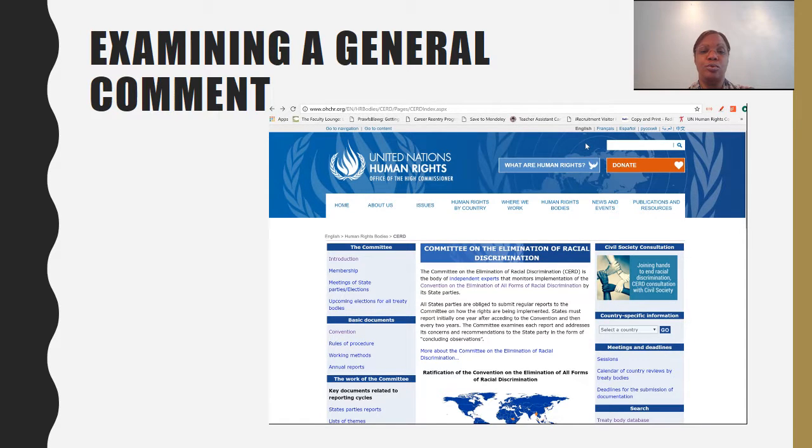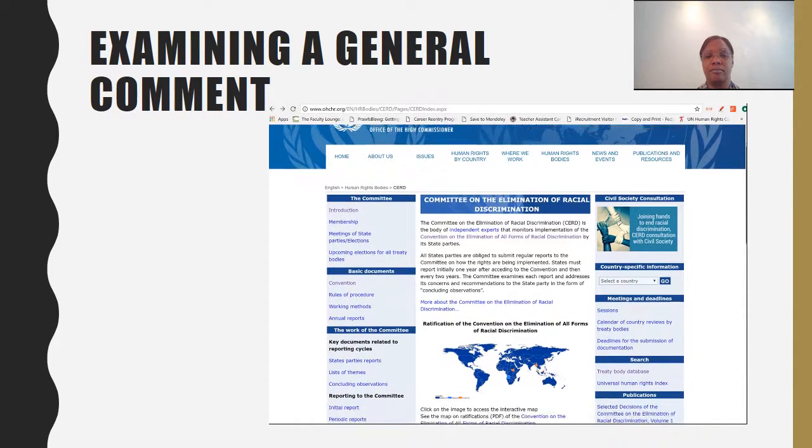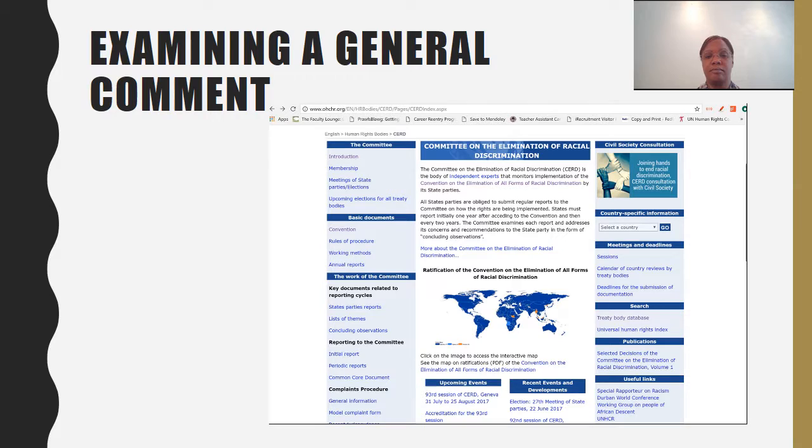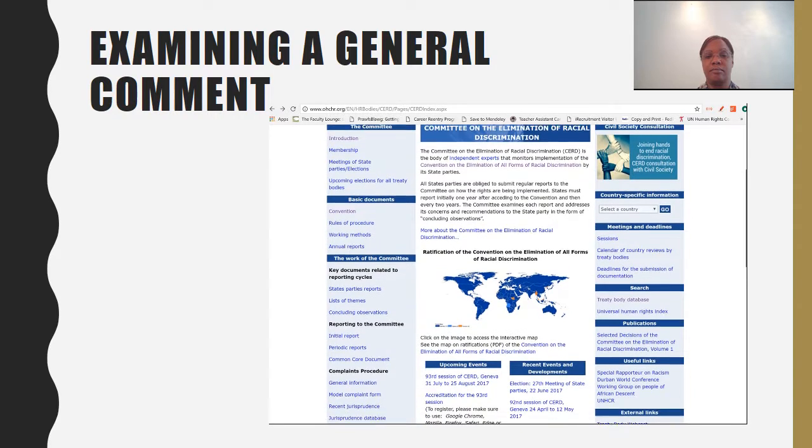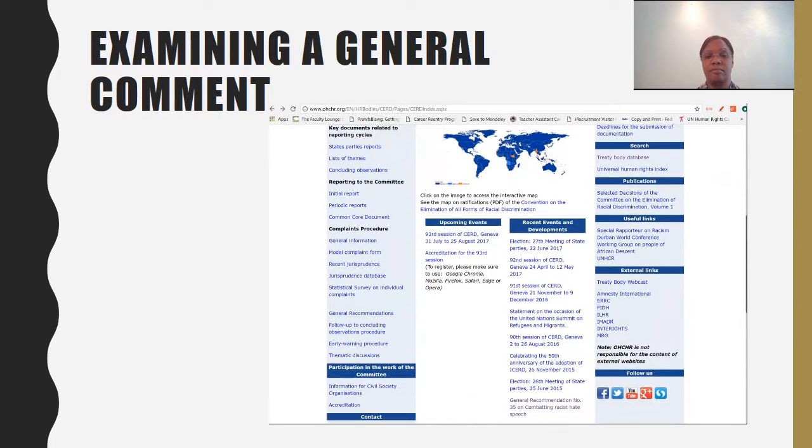Here we are going to go to the World Wide Web, look up a general comment, and understand the structure and how it's set up so that we can better know how to interpret and analyze such a document. Their general comments. So I was going to take a look at the treaty for the elimination of racial discrimination, and I wanted to see the general comment.